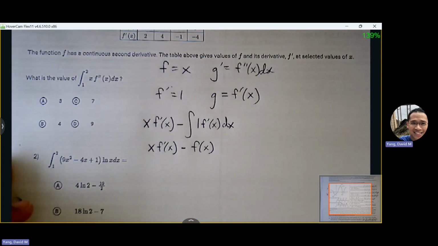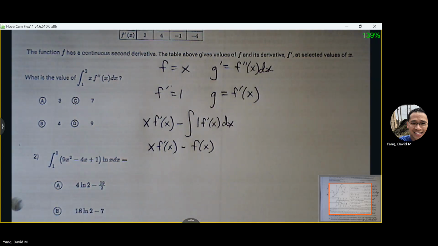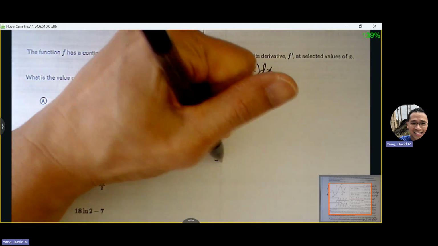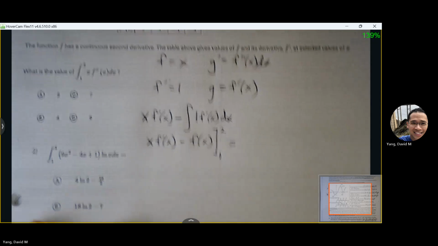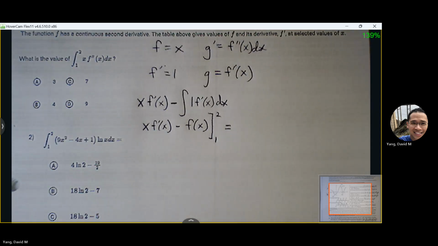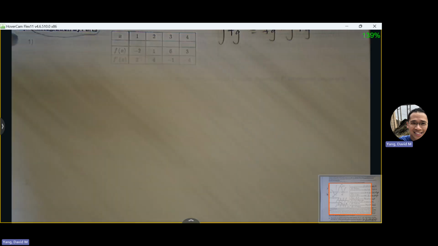Okay, and now what can we do? We have the antiderivative. Now we can do what? Plug in the bounds. Okay, plug 2 in first. Then follow it up with 1. And then use your table of values to get your answer down to a number.